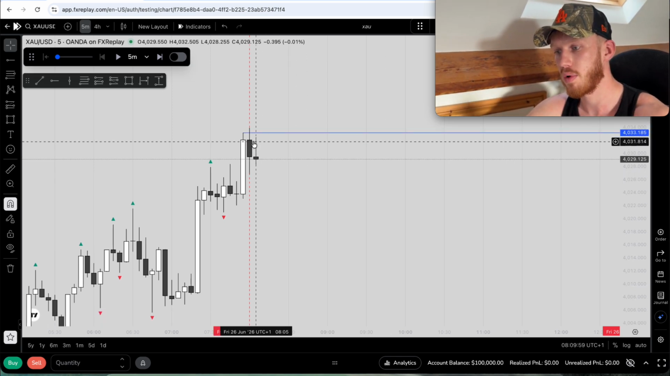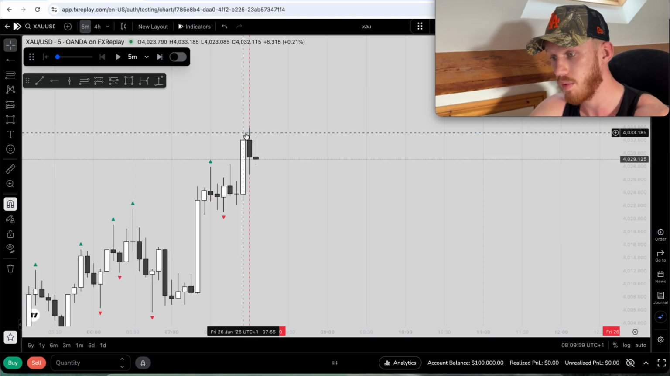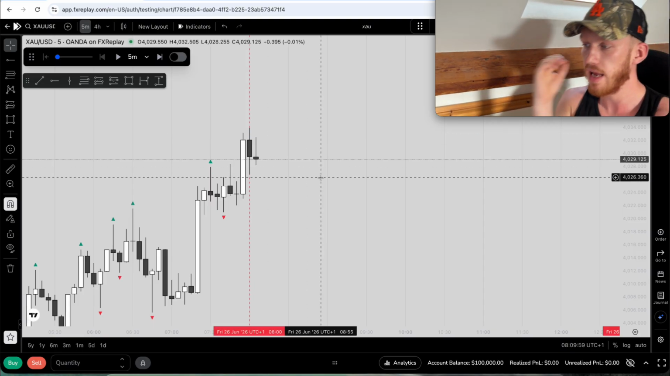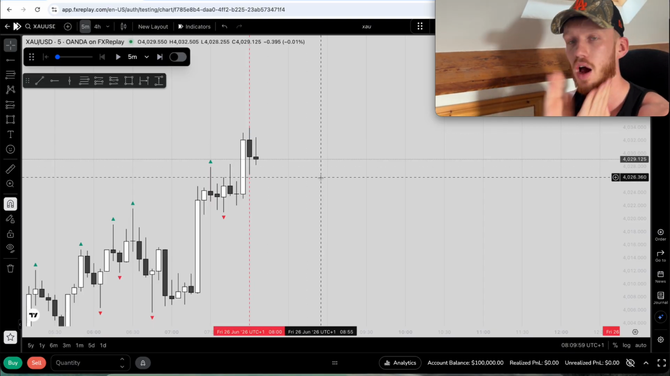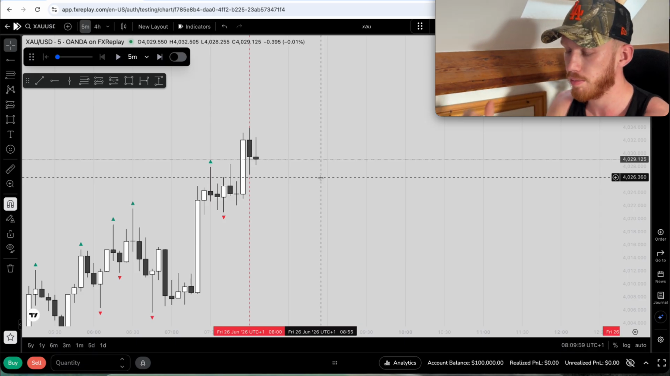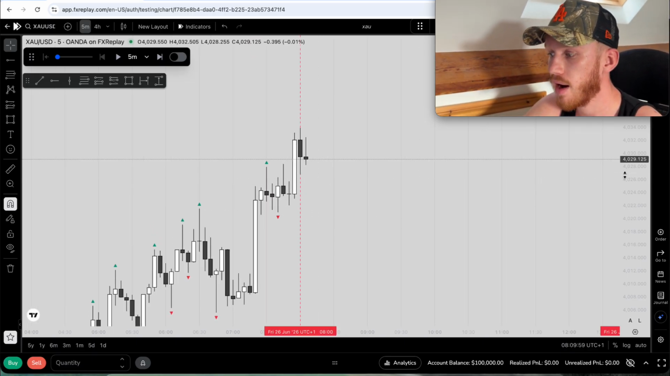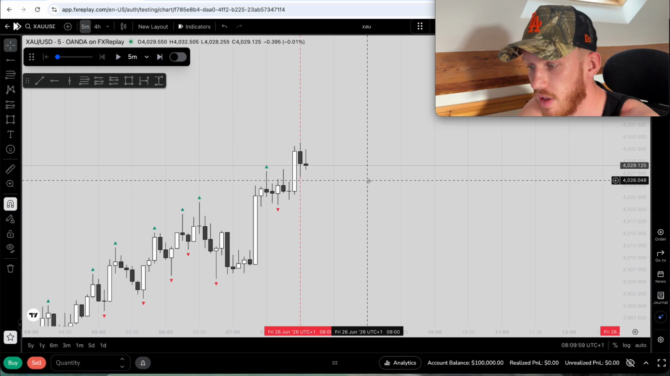We have the sweep, we have the fake, and now all I'm waiting for is a break of structure in line with the bias. Because we're bearish, a bearish break of structure. If I was bullish, it would be a bullish break of structure. And then again, the fractals come into play here just to keep it mechanical.